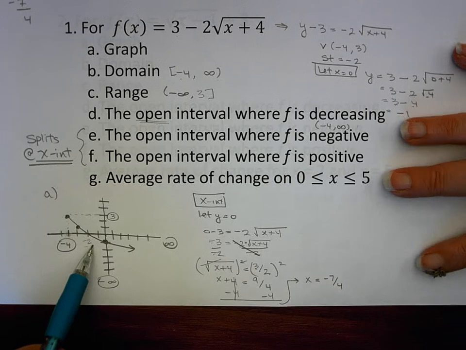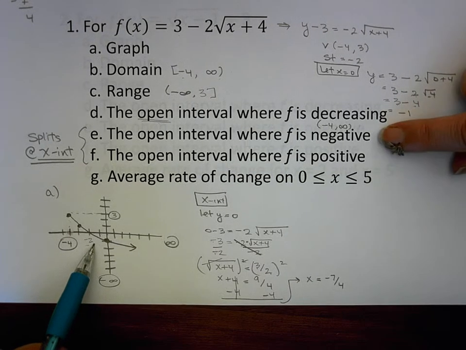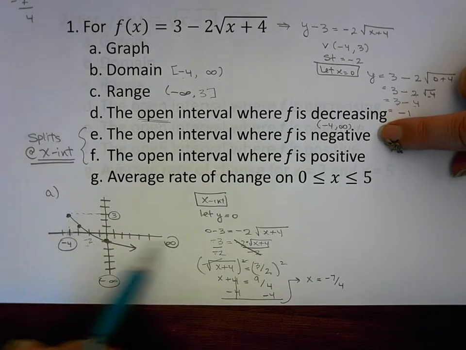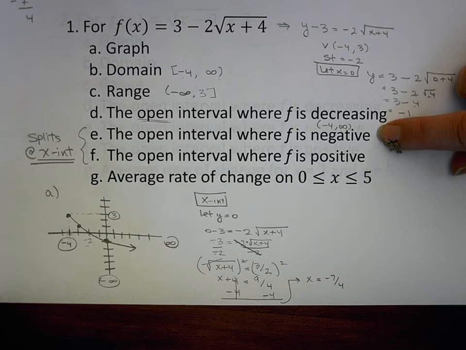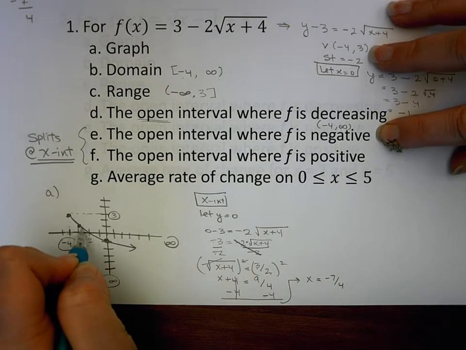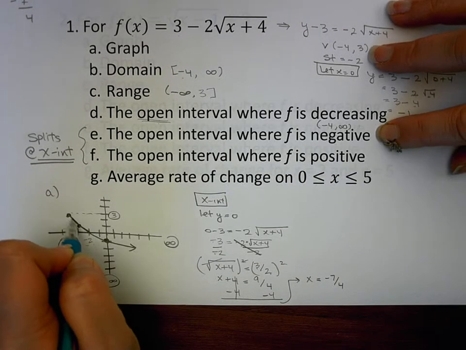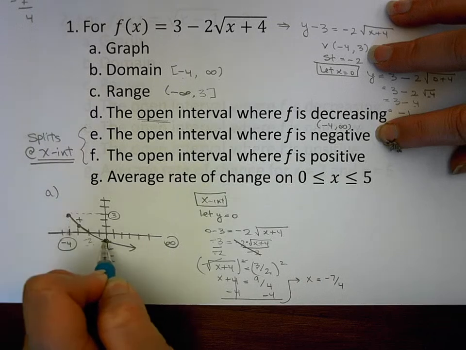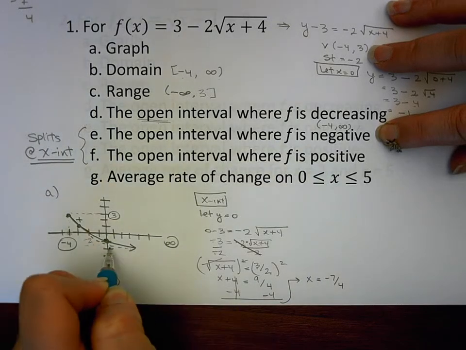So if I want to figure out where my function is negative and where it is positive, I have to say when is it above and when is it below. So this part of the graph right here is above the x-axis, so this section is where it's positive. And then this part right here is where it's below, so that's where it's going to be negative.